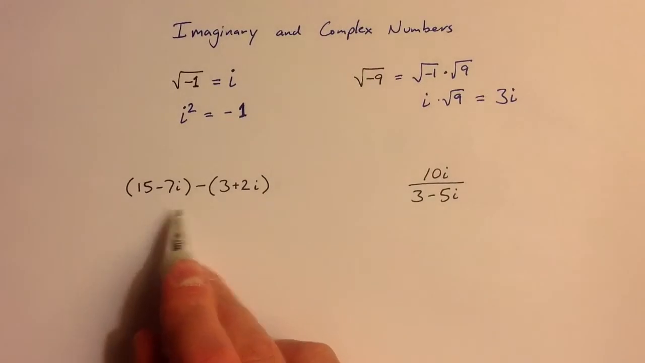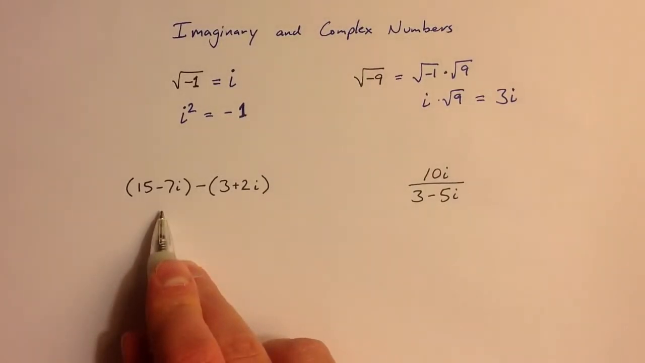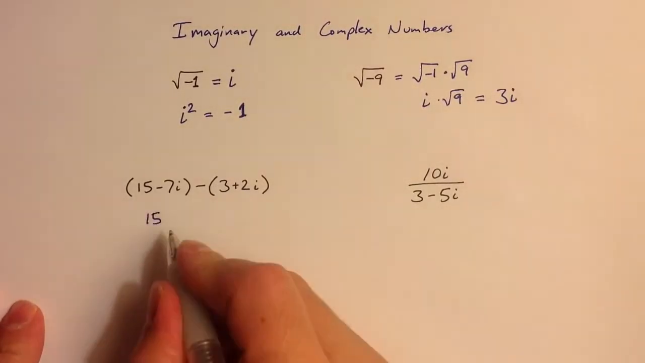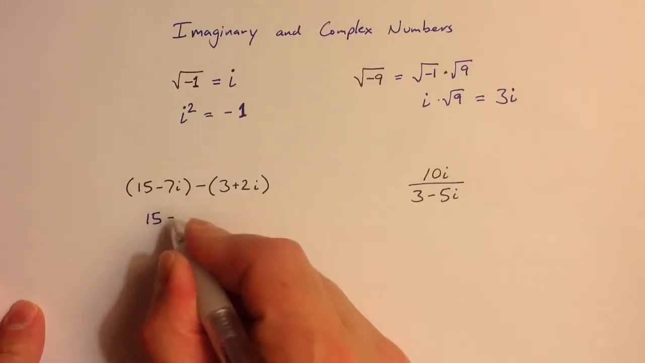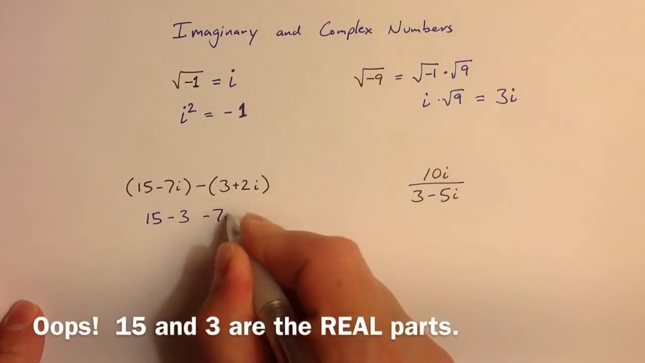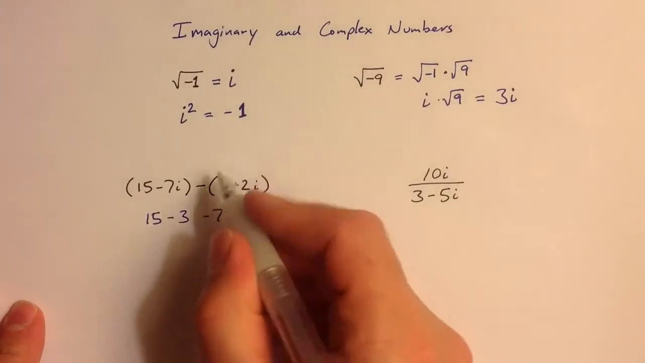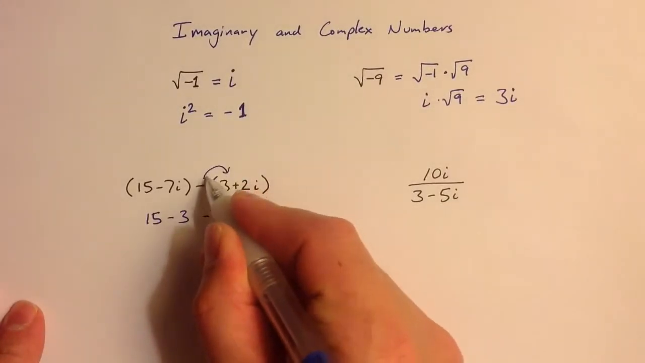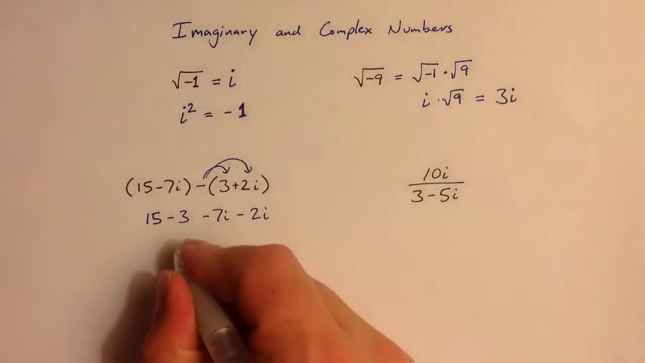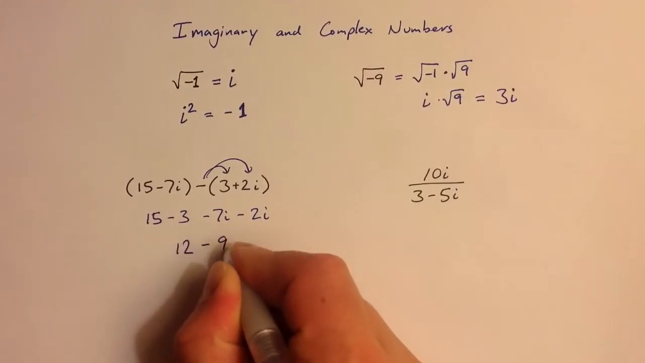We can add and subtract complex numbers by combining their real parts and their imaginary parts. 15 minus 7i minus (3 plus 2i) is the same as 15 minus 3, combining the imaginary parts, and -7i minus 2i. We have to be sure to distribute the negative sign to both parts of the second number. Just distribute the subtraction to both parts of the second number, so we get 12 minus 9i.